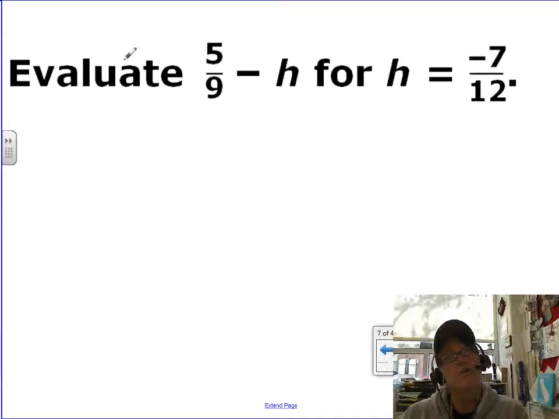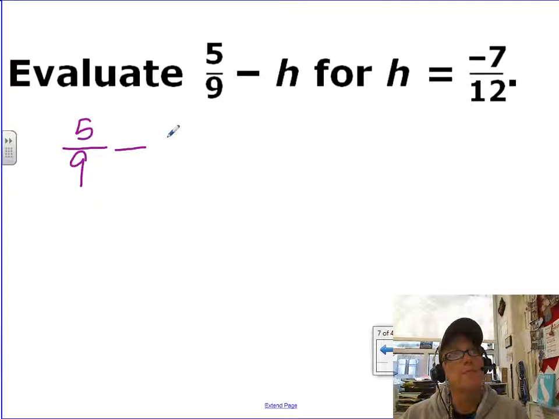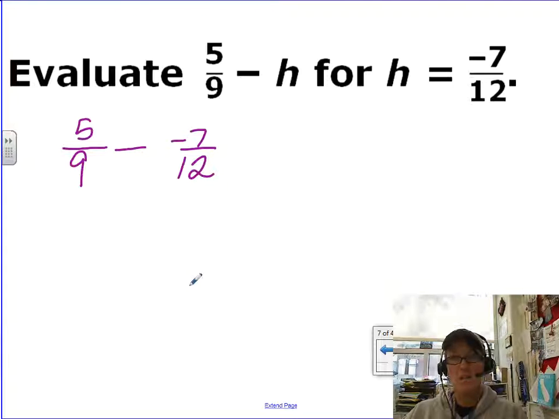All right, let's look at this example. Evaluate this algebraic expression 5/9 minus h. And h has a value of negative 7/12. The first thing I do is rewrite this algebraic expression by substituting in the value for h. Now look what I've got.